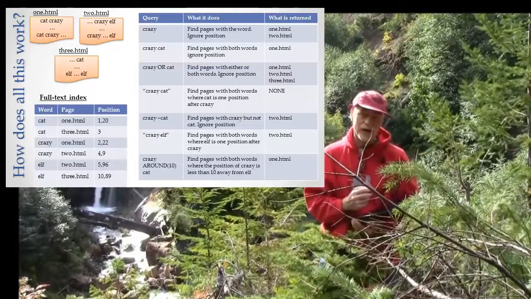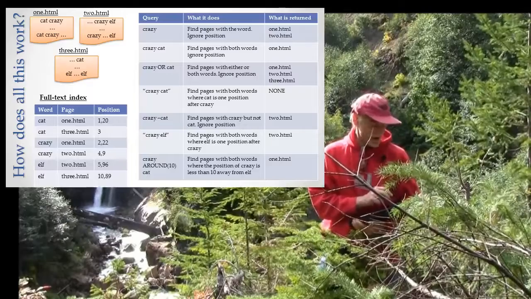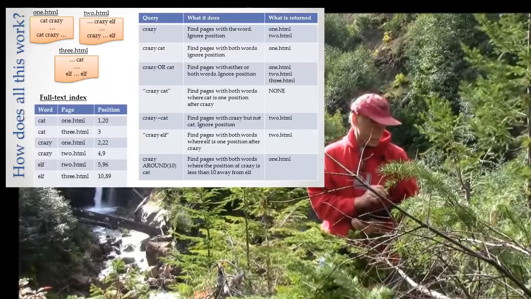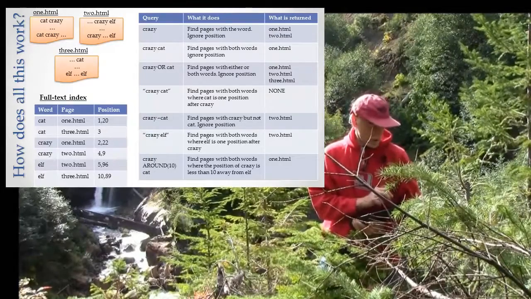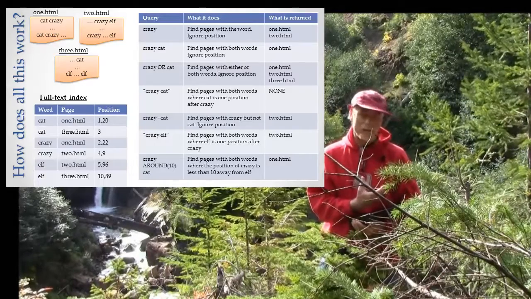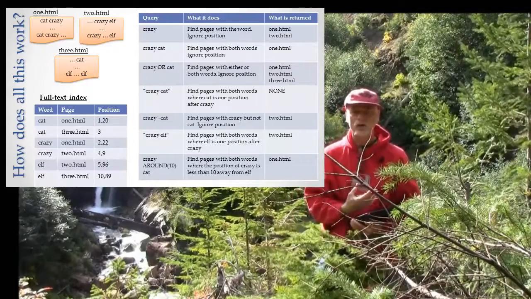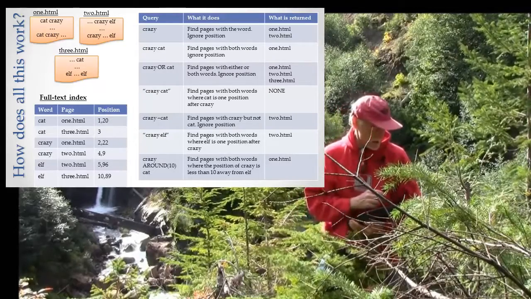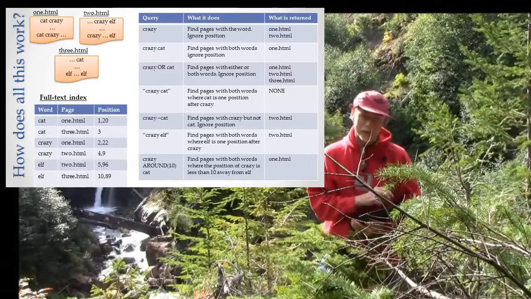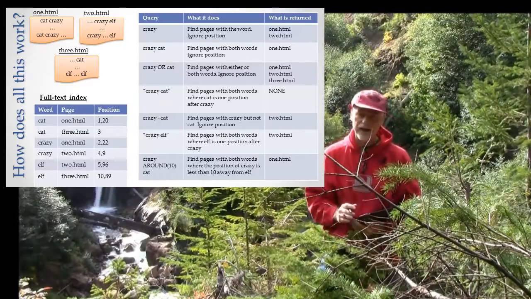What does 2 HTML look like? There's a bunch of text. That's what the ellipsis means. Then the word crazy followed by the word elf. Then a bunch of text. Then the word crazy. Then a bunch of text. Then the word elf. Okay, so what I've done is I pared these web pages down to just the 3 words that we're going to concern ourselves with so we can make it through this example. Then finally 3.html has a bunch of text, the word cat, a bunch of text, the word elf, a bunch of text, and the word elf again.